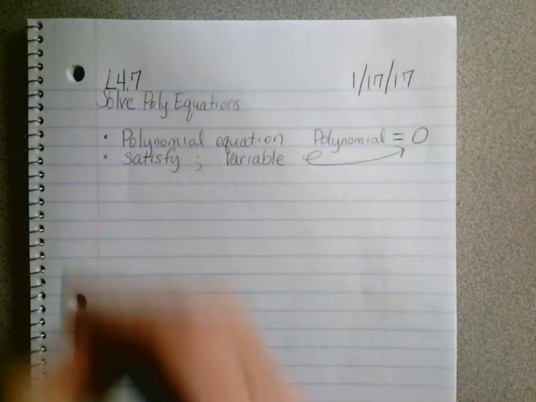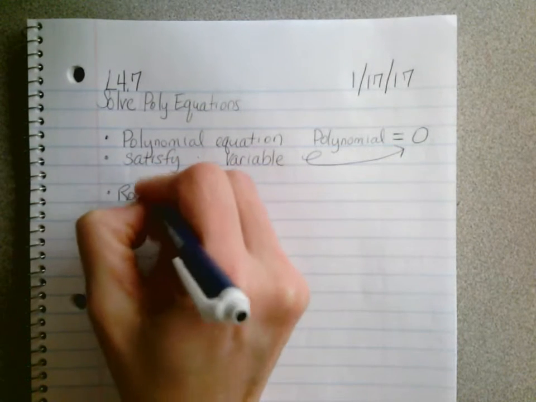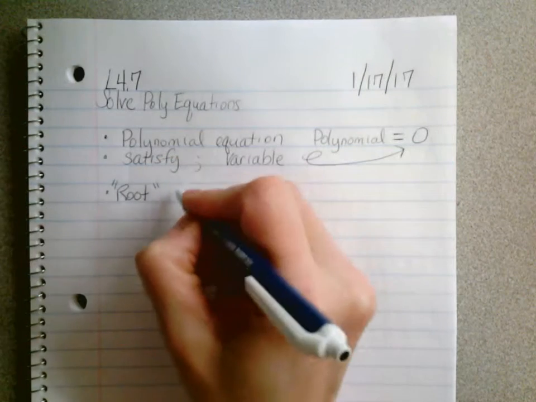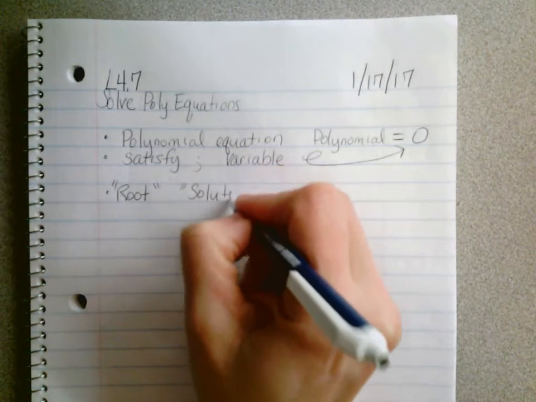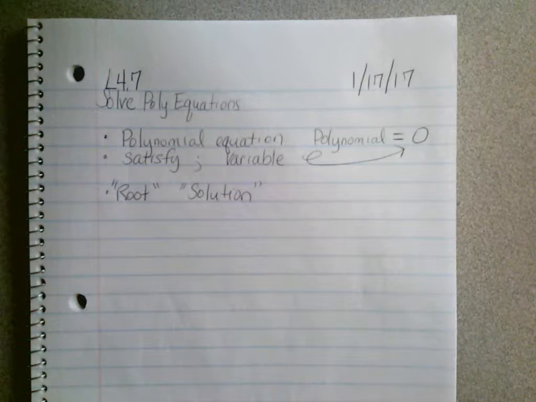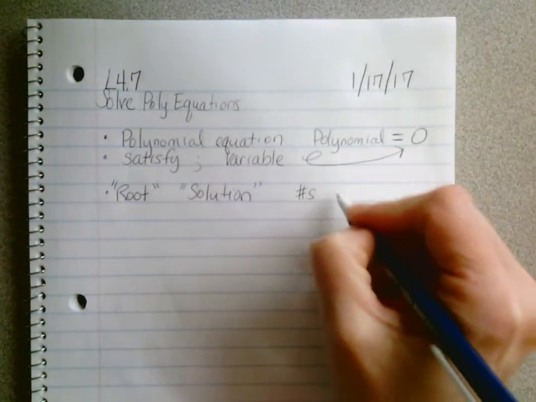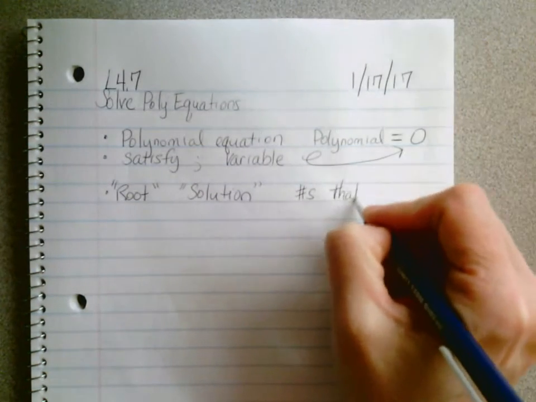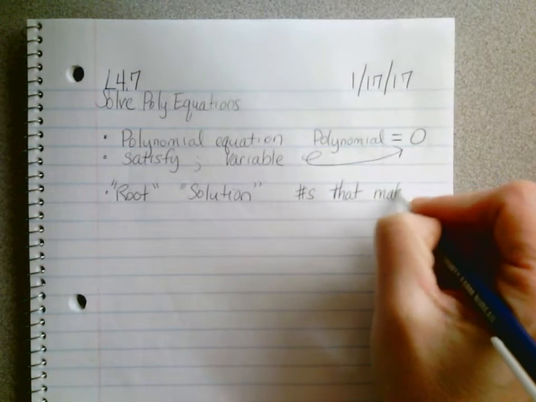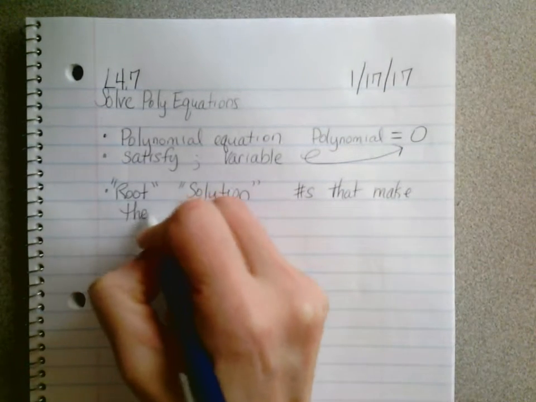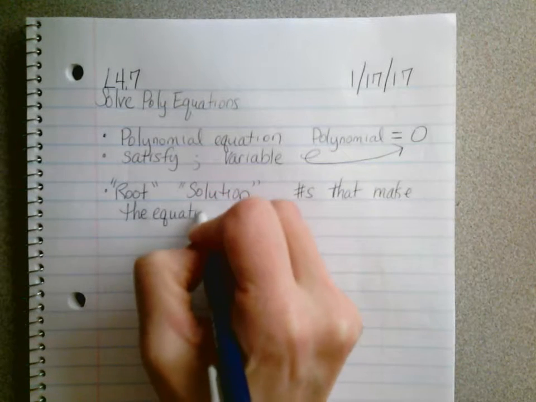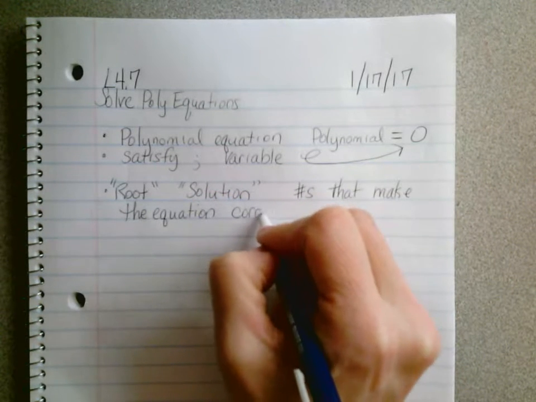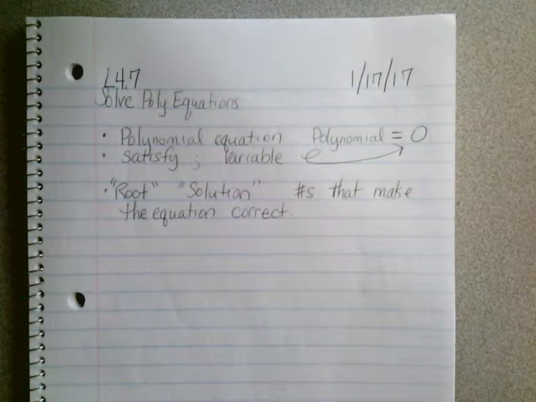And by the way, the terms root and solution begin to get used interchangeably for these types of equations. Roots and solutions are numbers that make the equation correct, okay? I know the word root seems weird, but it's going to get used more and more. Make the equation correct.